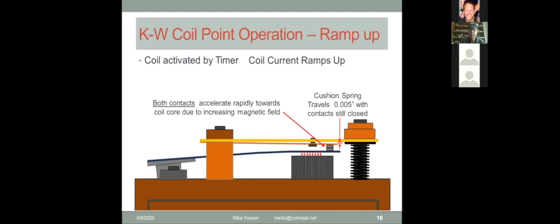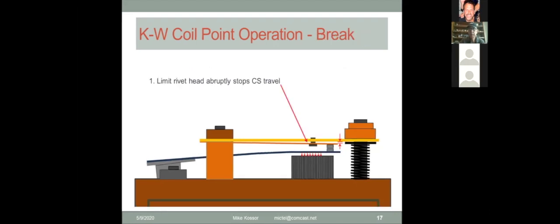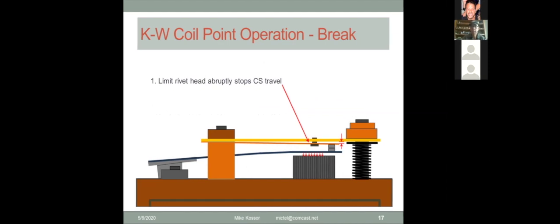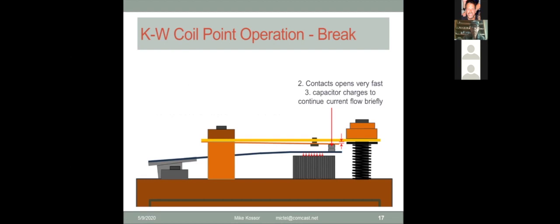The travel is only about 5 thousandths. Once the cushion spring reaches the limit rivet, it stops the cushion spring travel abruptly. The contacts open very fast, as you see here. Now, during the moment they open, the capacitor begins to charge, and it only does it for a very short period of time, millionths of a second. But since both contacts have been accelerated by the magnetic field and moving very rapidly towards the core, that brief interval that the capacitor charges is long enough for the vibrator spring contact to continue moving away.